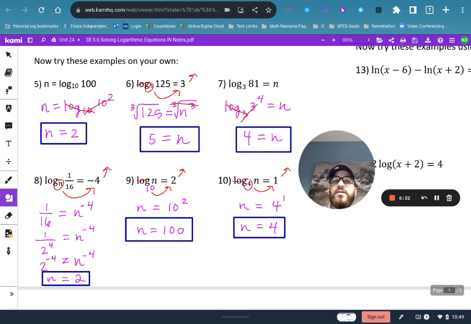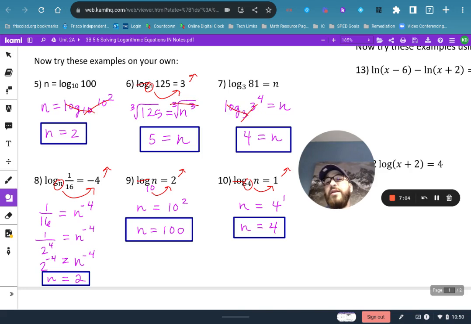On number 7, log base 3 of 81 is equal to n. So 81 can be changed to 3 to the fourth. Log base 3 and 3 to the fourth, those bases of 3 cancel out, so we get 4 to the n. 8's probably one of the weirder ones, but I like to change it over to exponential form. 1/16 is equal to n to the negative fourth, which means 1 over 2 to the fourth is equal to n to the negative fourth, which means 2 to the negative fourth is equal to n to the negative fourth. So exponents are the same, which means bases need to be the same. So that would mean n is equal to 2.